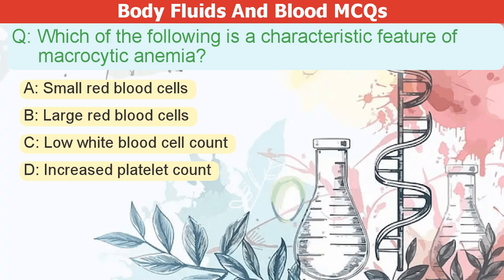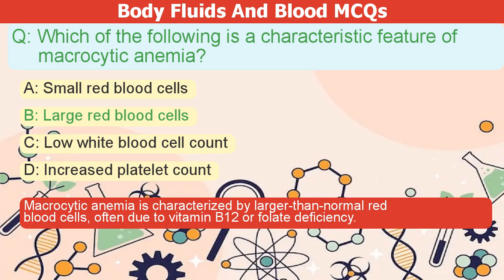Which of the following is a characteristic feature of macrocytic anemia? A. Small red blood cells. B. Large red blood cells. C. Low white blood cell count. D. Increased platelet count. The correct answer is B. Macrocytic anemia is characterized by larger than normal red blood cells, often due to vitamin B12 or folate deficiency.